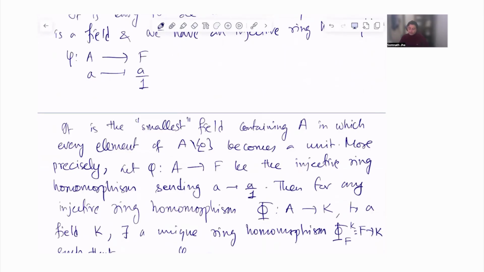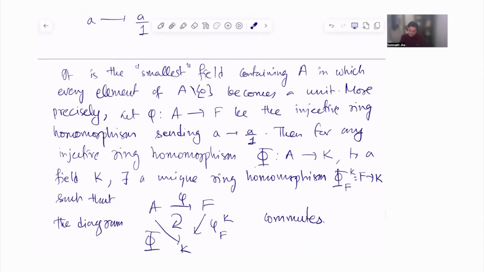So if you have a ring homomorphism from Z to any field, then it will factor through. It will induce a field homomorphism from Q to that field, which will match with the ring homomorphism you had from Z to that field. So more precisely, if you have any injective ring homomorphism capital Phi from A to a field K, then there is a unique ring homomorphism from F to K such that this diagram commutes.